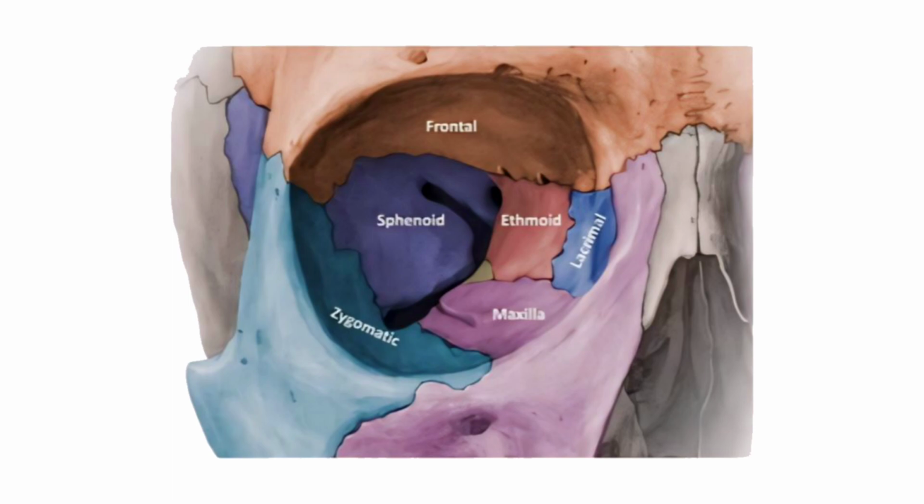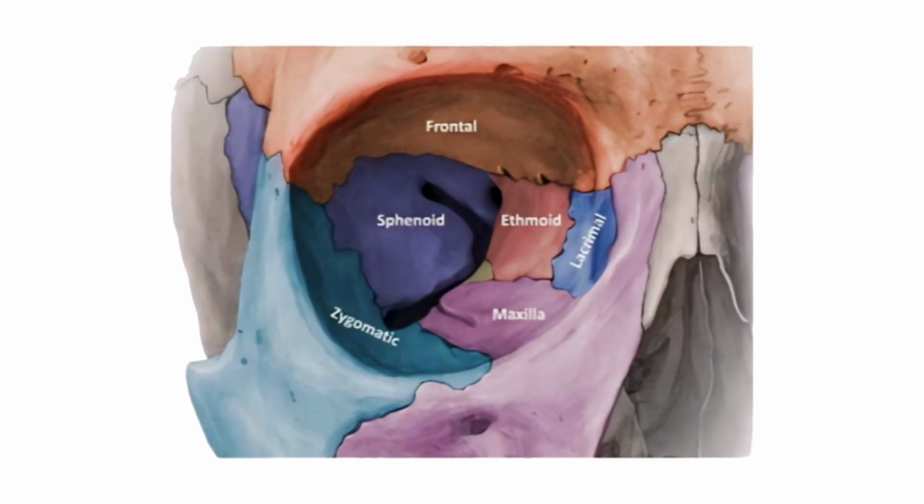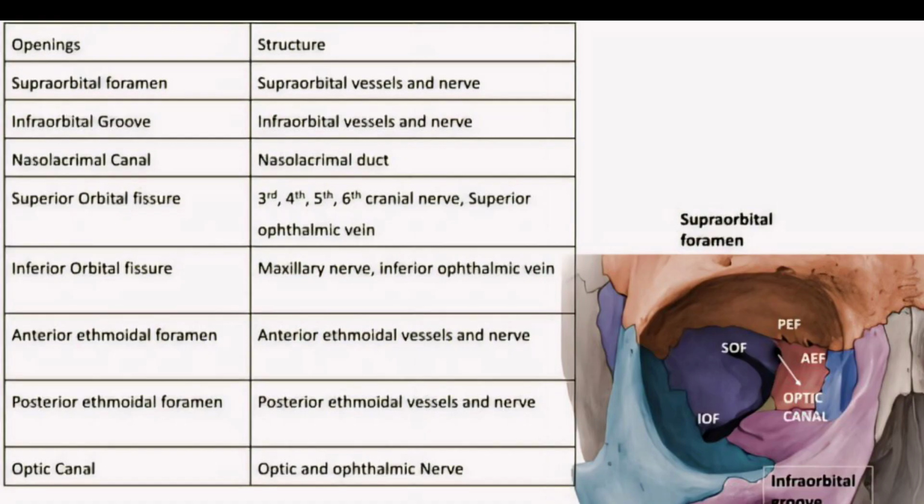Orbit. The bones that form the orbit are the maxilla, zygomatic bone, frontal bone, sphenoid, ethmoid, and lacrimal bone. Boundaries: superiorly the frontal bone, medially the frontal process of maxilla, and laterally the zygomatic bone. Now we will talk about openings and the structures passed through them.